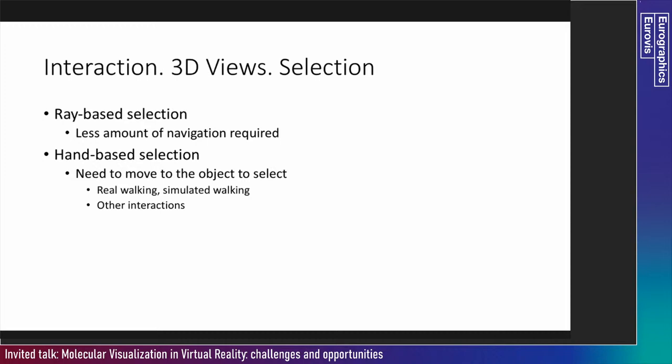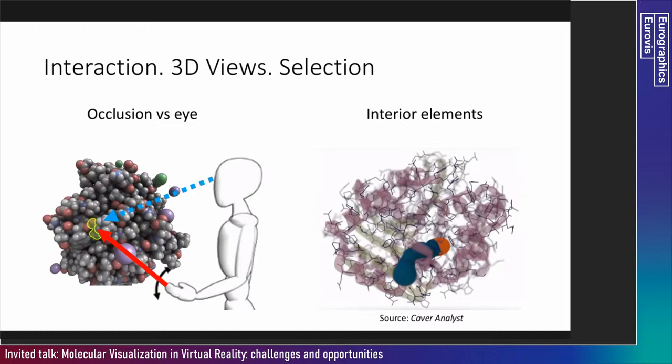In ray-based selection, we always find two typical problems. The first one is the occlusion of the ray versus the occlusion of the eye. There are solutions for this, such as rays that originate in the eye but are controlled by the controller. But in most virtual reality applications, the ray issues from the controller, so we have this occlusion problem. The second problem is that we need to access interior elements, which is also related to occlusion. There's a paper from 2008 proposing around 50 different occlusion management techniques for virtual reality. So there's a lot of literature to test, and we should find the adequate one for our goal. But it's also related to navigation, which I'm going to visit after this.